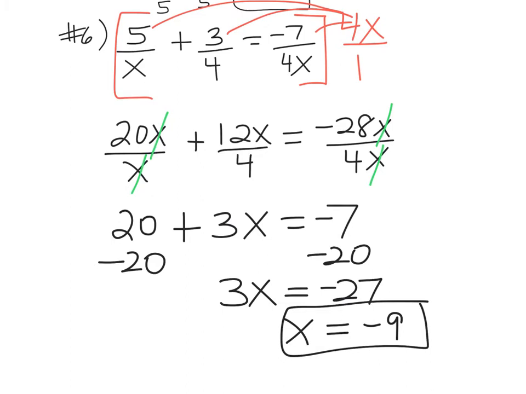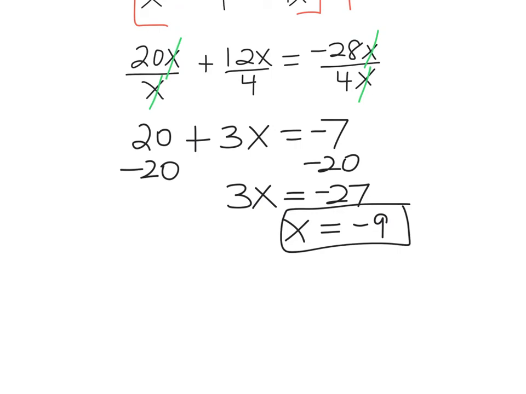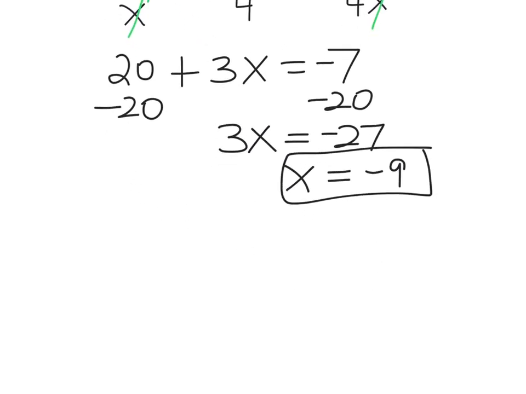So good. Did you like that one? Yeah. Yes. Kind of cool. It worked out nice. Okay. There was no decimal or fraction. Yeah, I know. That's why I like that one too. It came out to an integer.